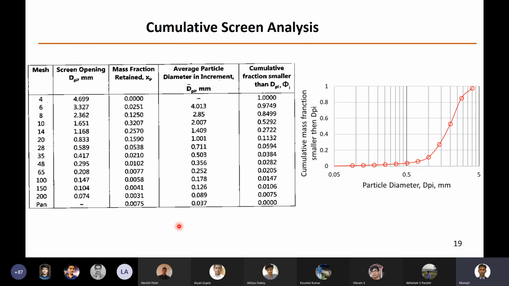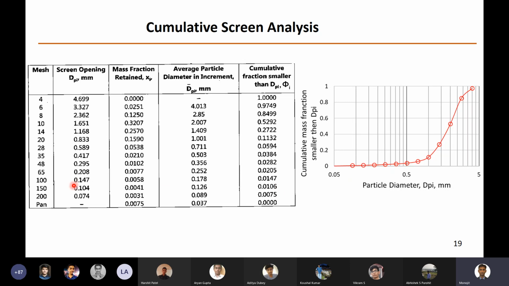Now this we have already seen in the differential analysis. Let's not discuss this. This one, the cumulative fraction smaller than dpi. Again, let's take the example of mesh 200. The corresponding psi value I am getting here is 0.0075. So how do I get this number? Sir, we sum all the xi's below it, and we have only one, that is 0.0075. Okay, right, correct, fine.